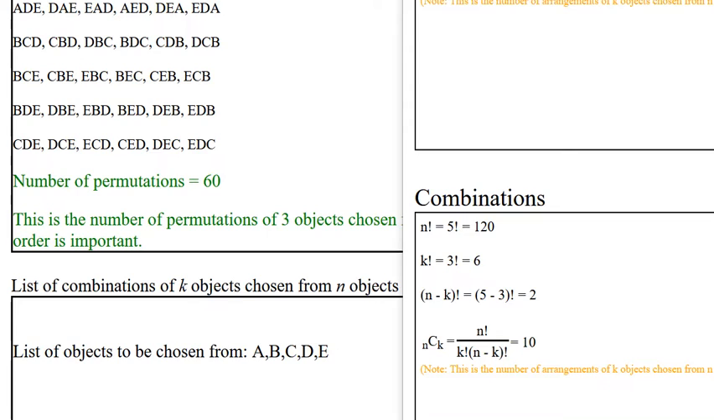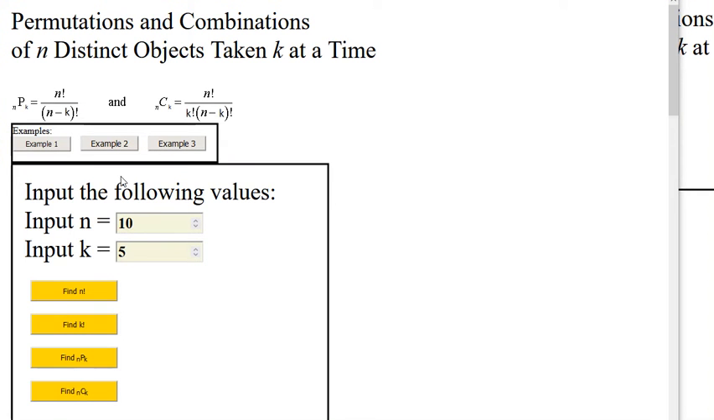Now let's look at another example. Here we have 10 objects and we are choosing 5 at a time.